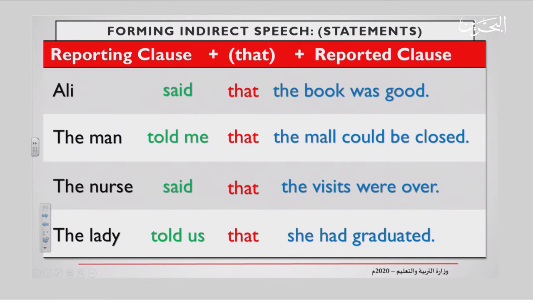So, you see, if I remove the optional that, it does not change the meaning. Ali said the book was good. The man told me the mall could be closed. The nurse said the visits were over. The lady told us she had graduated.